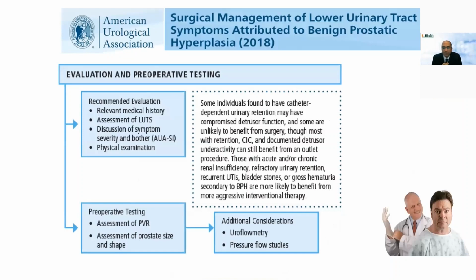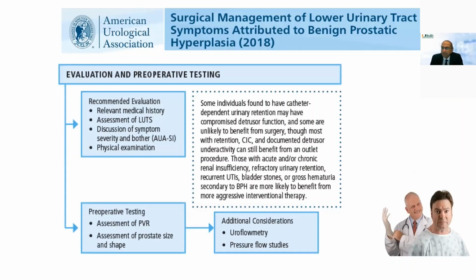So we strictly follow everything according to AUA guidelines, American Urological Association guidelines. We do it according to the book. So recommended evaluation: relevant medical history, assessment of lower urinary tract symptoms, discussion of symptom severity and bother. We'll spend a lot of time on this with our patients. Physical examination, again, we work in very close collaboration with our urology colleagues. So the DRE, most of these patients already have all these things done, but we do discuss the symptom severity and bother in detail.